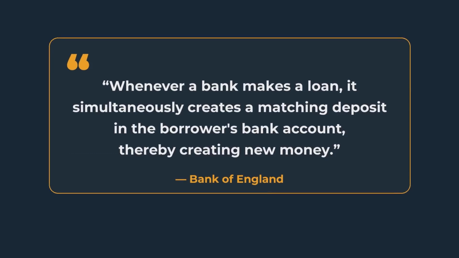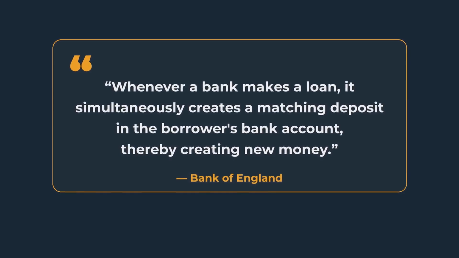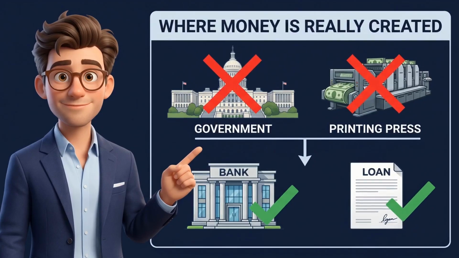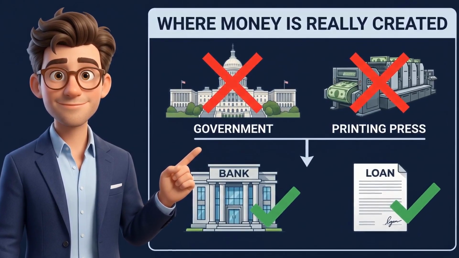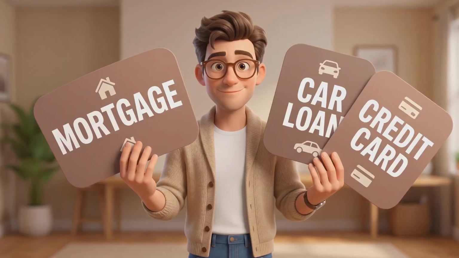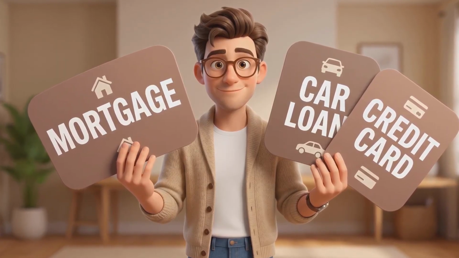Their words, not mine. Whenever a bank makes a loan, it simultaneously creates a matching deposit in the borrower's bank account, thereby creating new money. So the amount of money in the economy isn't set mainly by government printing presses. It's set by banks making loans. And here's the scale of it. Only about 3% of all money is physical cash. The other 97% was created by banks as loans, exactly like you just saw. Every mortgage, every business loan, every credit card swipe, each one creates brand new money.